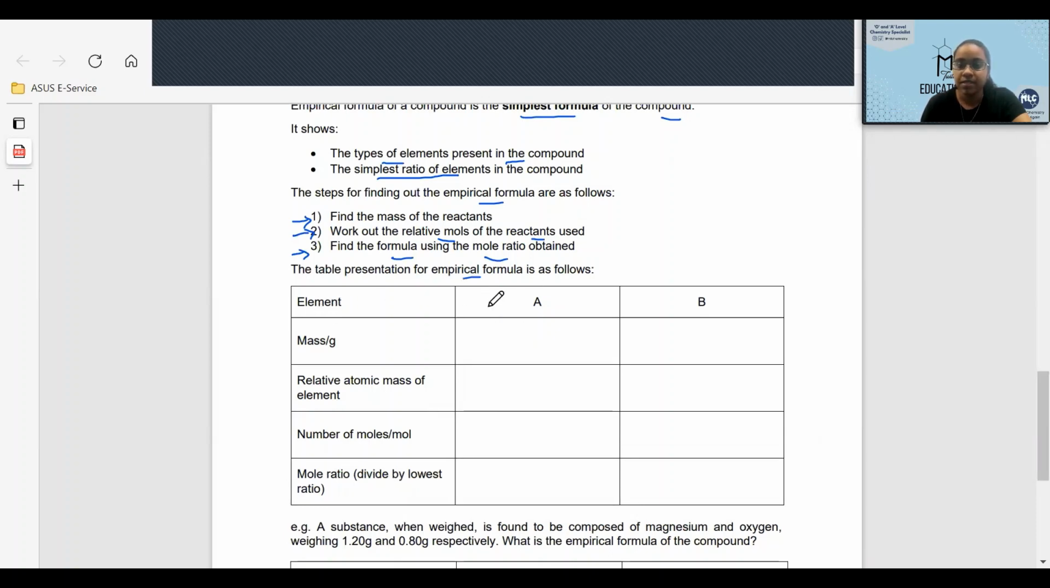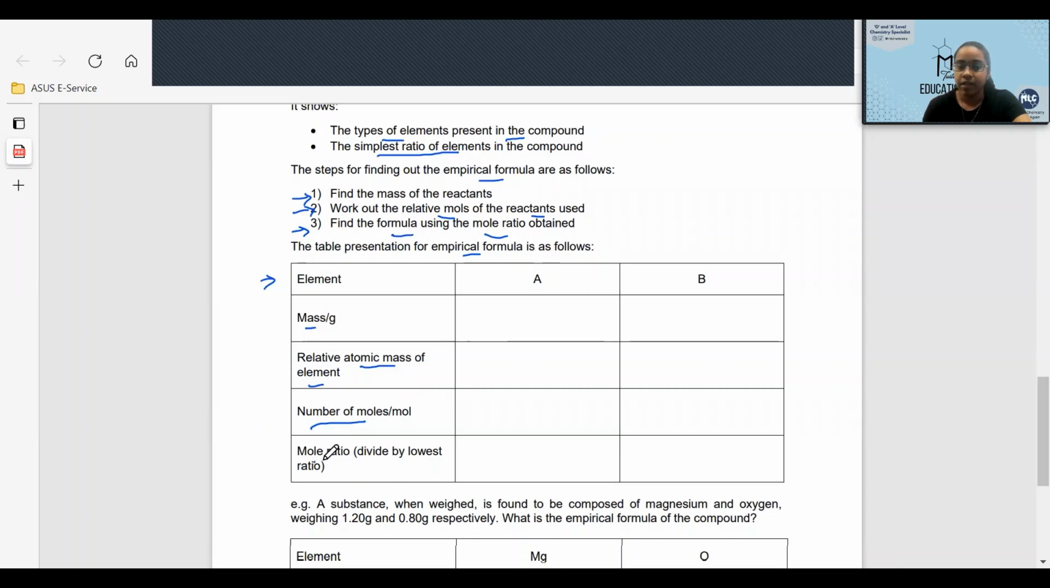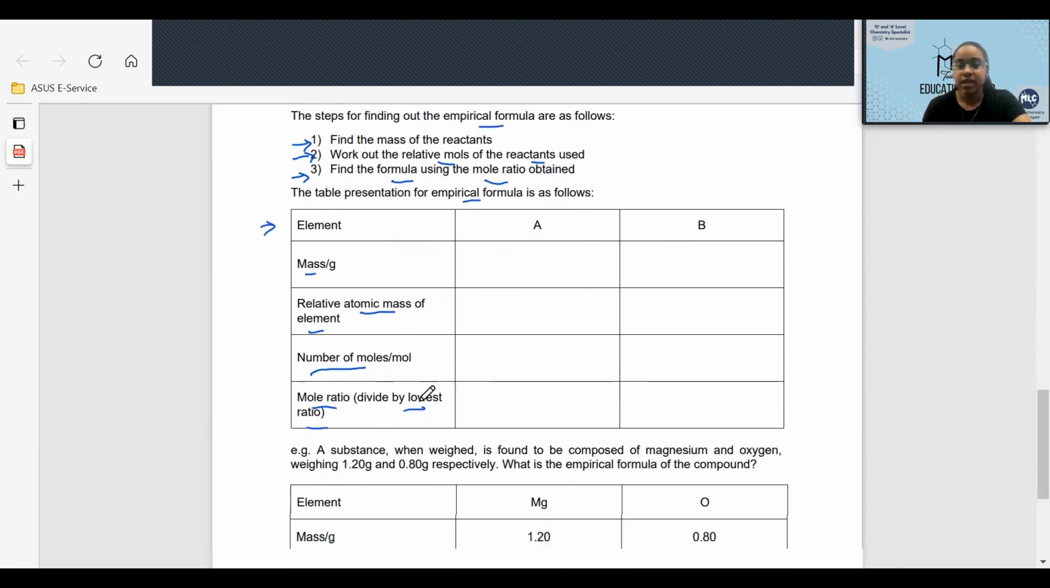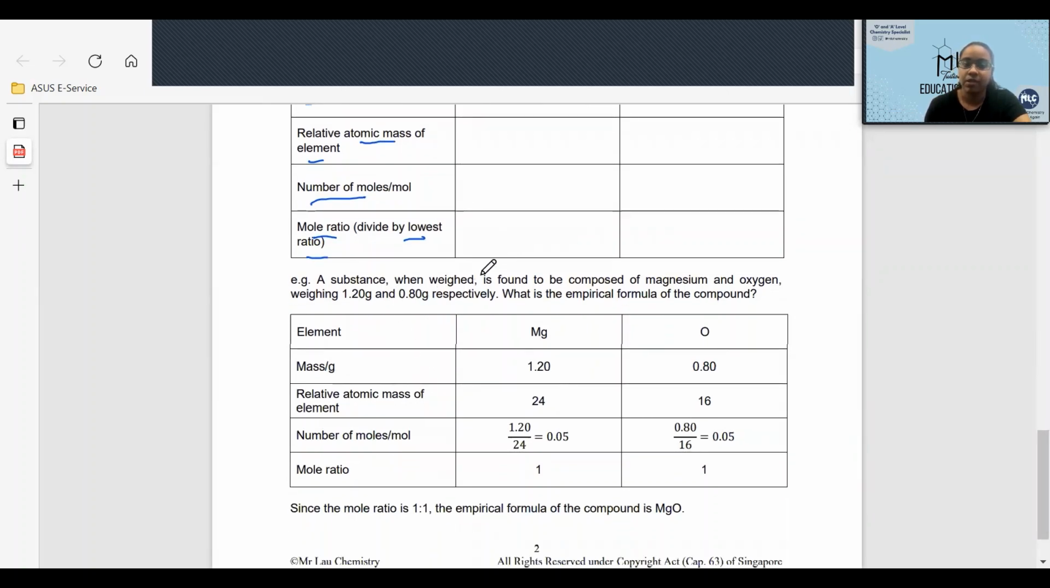So first things first is to list out your elements A and B, then list out the mass, which you can write over here, then find out the relative atomic mass of the element, which you can do by looking at your periodic table. After that, calculate the number of moles by taking mass divided by your relative atomic mass. And lastly, to find the mole ratio, you need to divide it by the lowest ratio. So let's look at an example to understand what I'll be talking about.